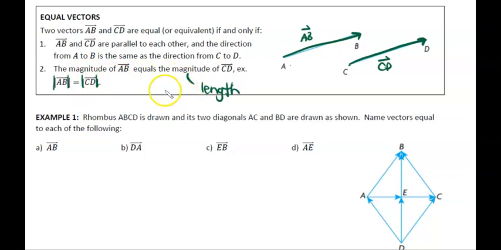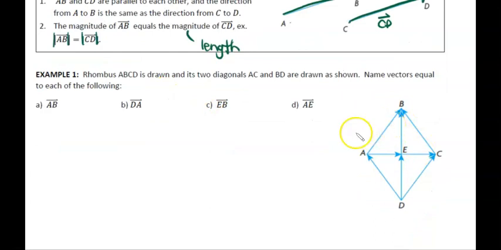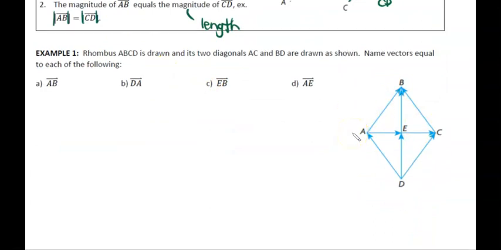Okay, so let's take a look at example 1. We have a rhombus ABCD and its 2 diagonals, AC and BD, drawn as shown. We're going to name vectors equal to each of the following. What vector would be equal to AB? AB is here. Another vector going in the same direction with the same magnitude would be DC. We have to specifically call it DC, not CD, because it's going in the same direction, tail to tip.